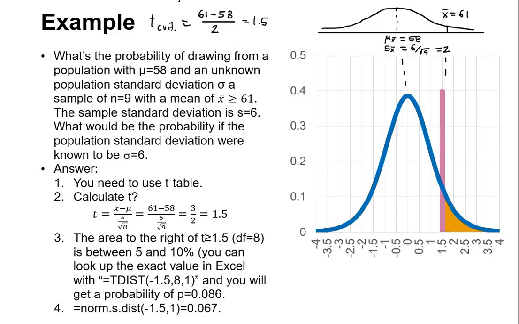So that means we are interested in the area to the right of a t-score of 1.5 if we have 8 degrees of freedom. Because our sample was 9, so then we calculated the average from 9, that means we have 8 degrees of freedom. So the area to the right of a t-score greater than 1.5, when we have 8 degrees of freedom, is between 5 and 10%.